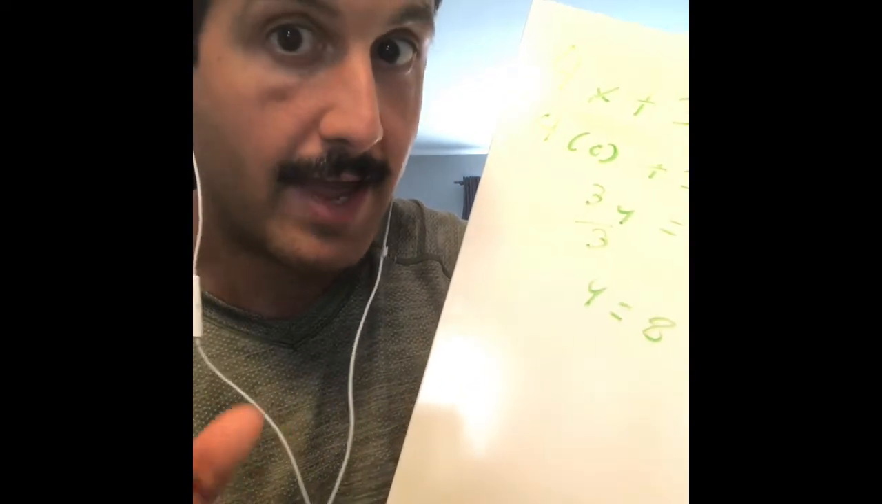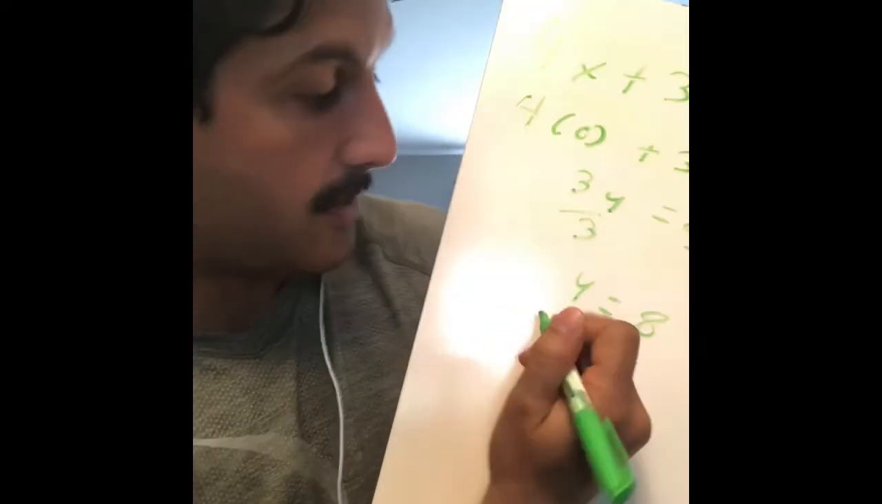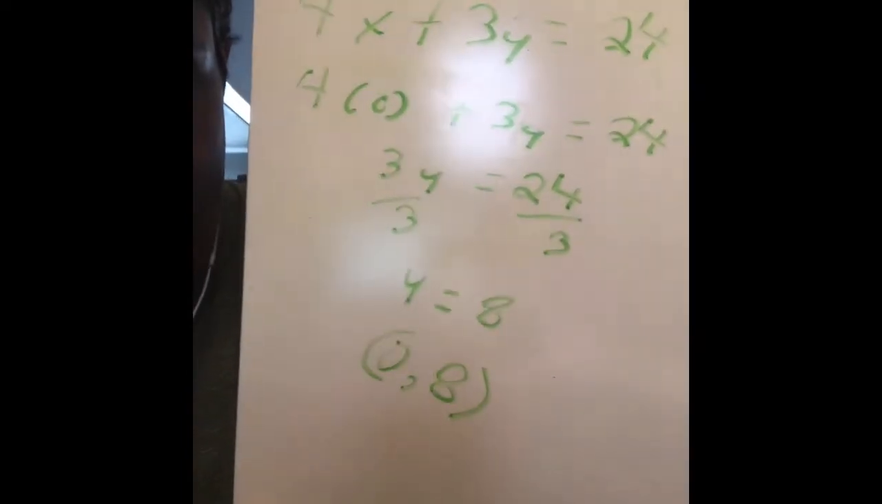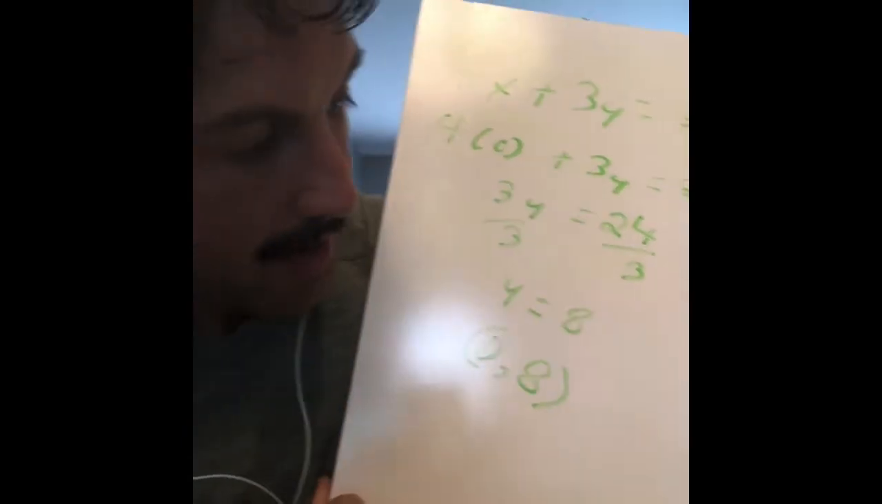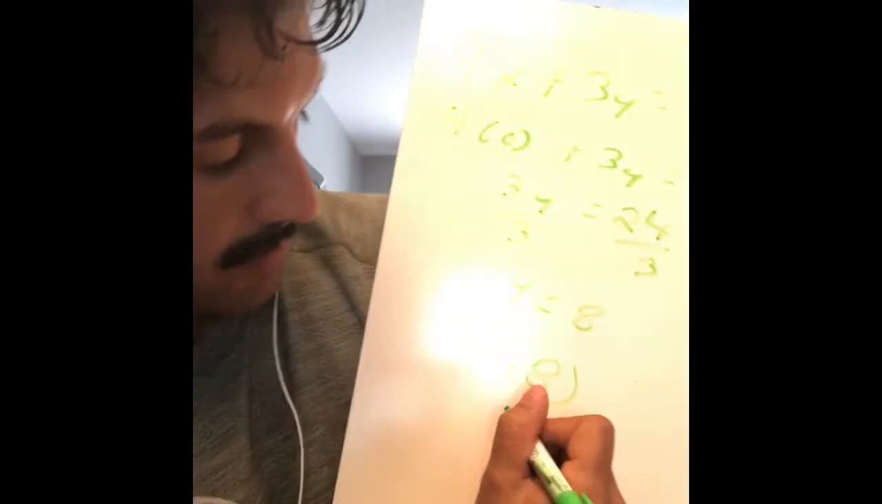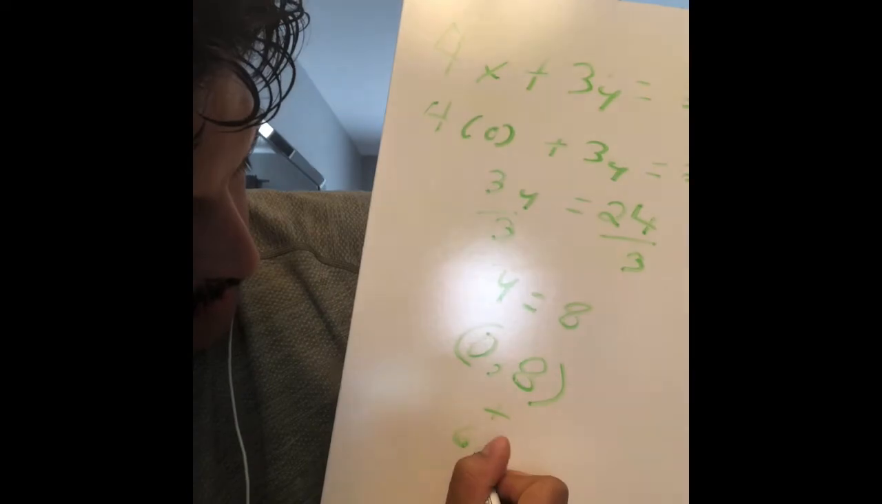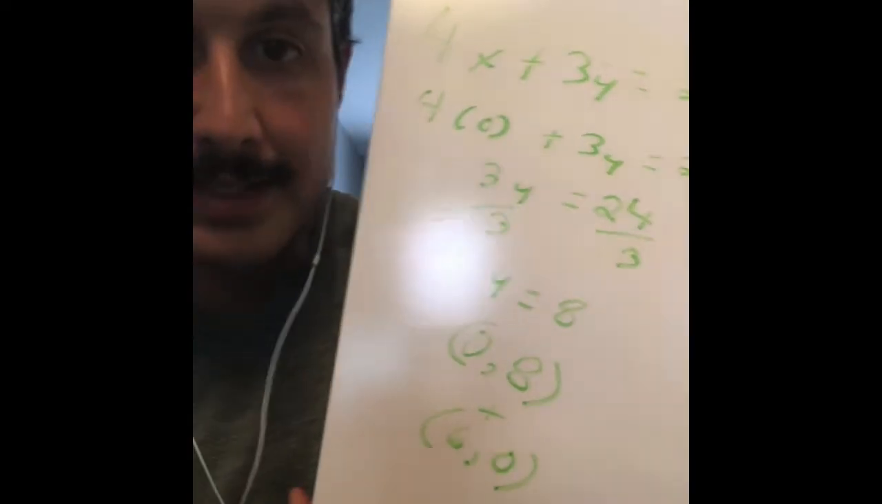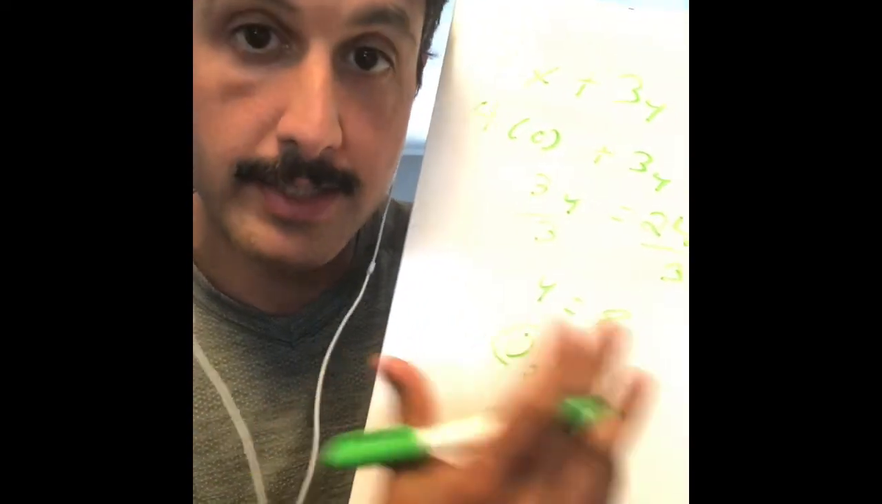So now I have another point. This time, remember, it's always x, y. My x is 0. My y is 8. So (0, 8) and (6, 0). Those are my two intercepts for this particular line.